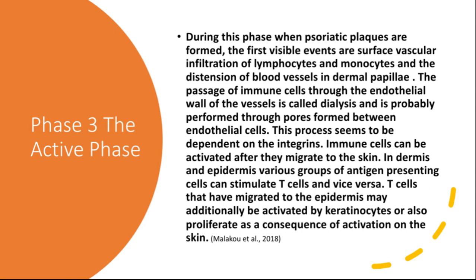Immune cells can be activated after they migrate to the skin in dermis and epidermis. Various groups of antigen-presenting cells can stimulate T cells, and vice versa. T cells that have migrated to the epidermis may additionally be activated by keratinocytes or also proliferate as a consequence of activation on the skin.